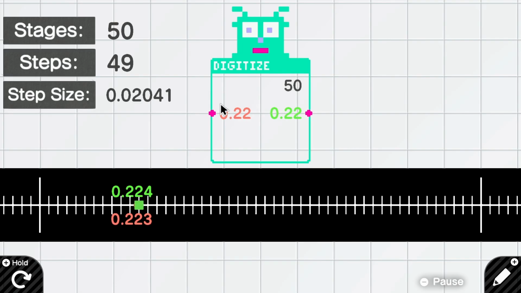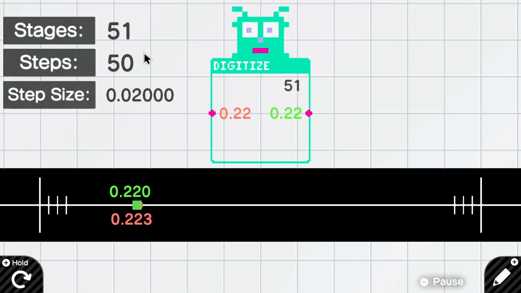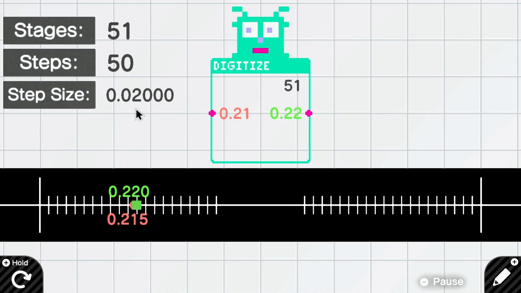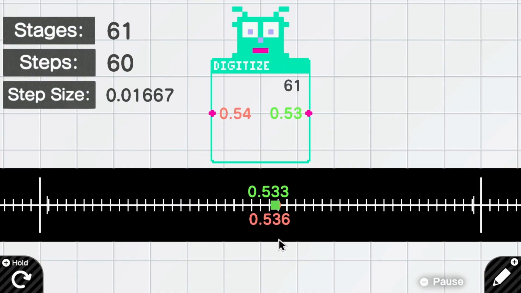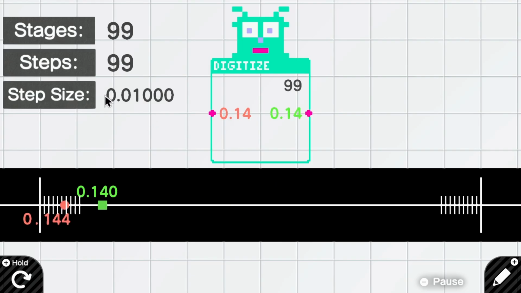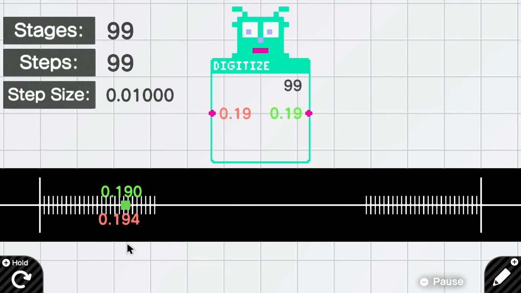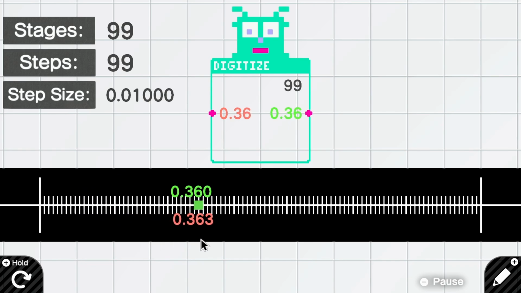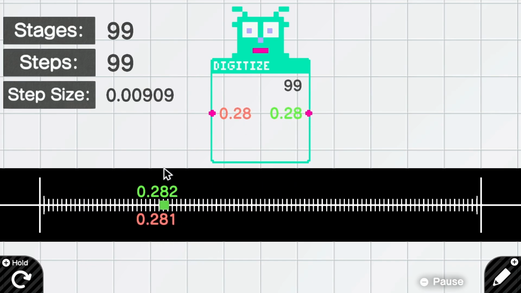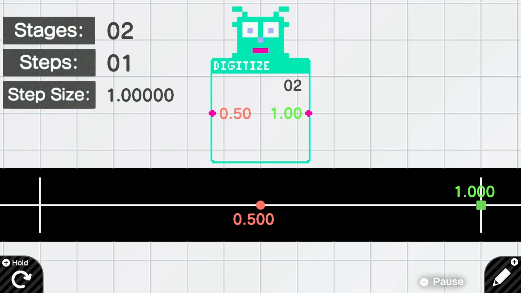And it basically still works the same way as you'd expect. For example, 51 stages. We now have a step size of a very clean 0.02. If we go up to 100 stages, that's a 0.01. So if you want to round your number to the nearest 0.01, this would be very useful, and so on and so forth. And that's basically how the digitized nodon works.